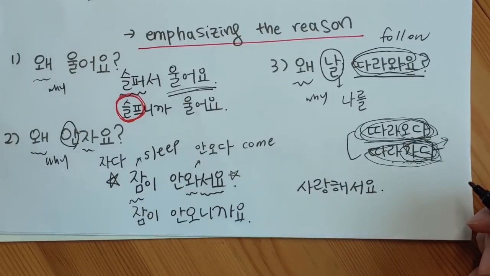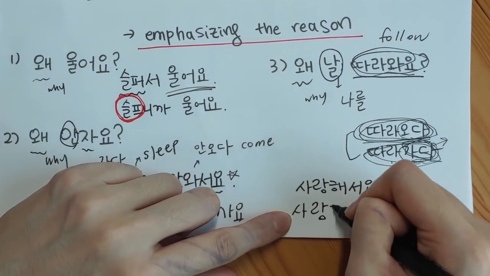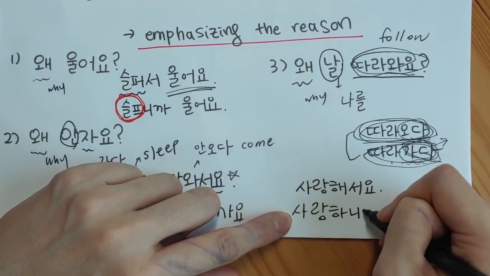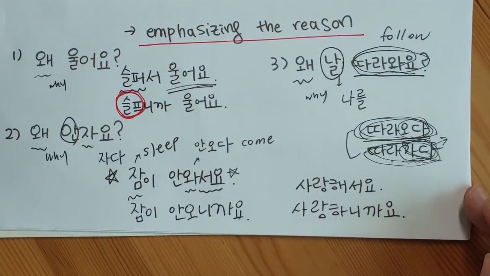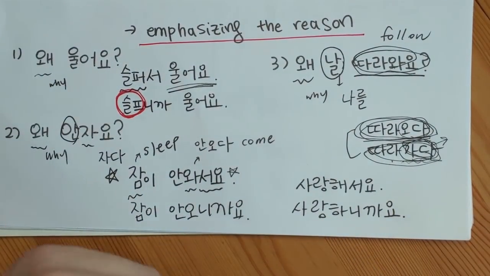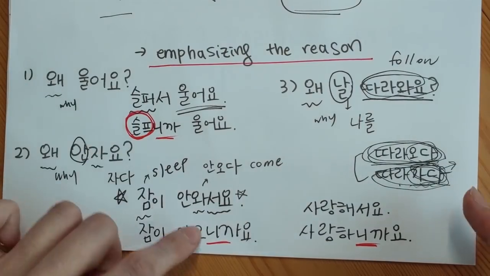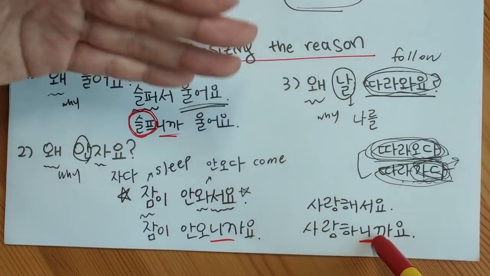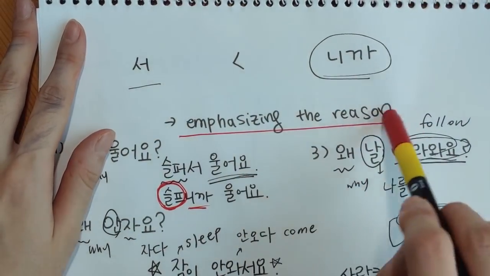사랑해서요. Because I love you. 사랑해서요. But when you want to empathize the fact that you love that person, you can say 사랑하니까요. So 니까 in these cases doesn't necessarily mean the other person is already aware of the reason, but it's more the emphasizing of the reason.